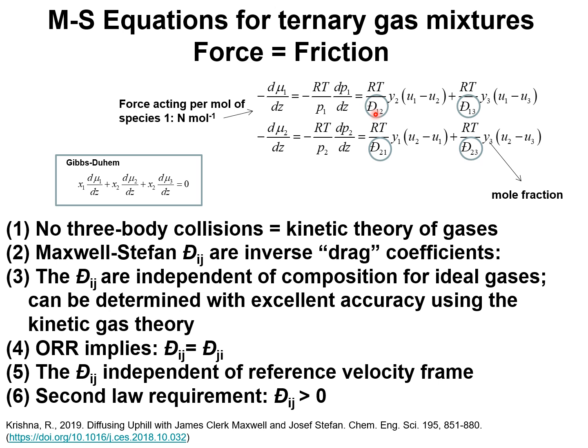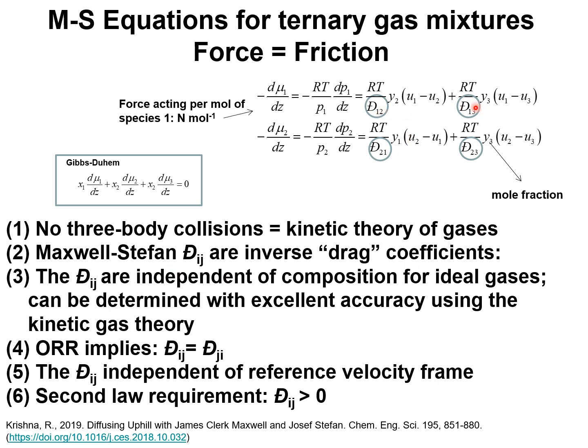There are three independent Maxwell Stefan diffusibilities, D12, D13, and D23. These represent respectively the inverse of the drag between 1 and 2, the inverse of the drag between 1 and 3, and the inverse of the drag between 2 and 3. D21 equals D12 as a result of the Onsager reciprocal relations. In setting up these equations, we ignore three-body collisions. That is the assumption normally made in the development of the kinetic theory of gases.